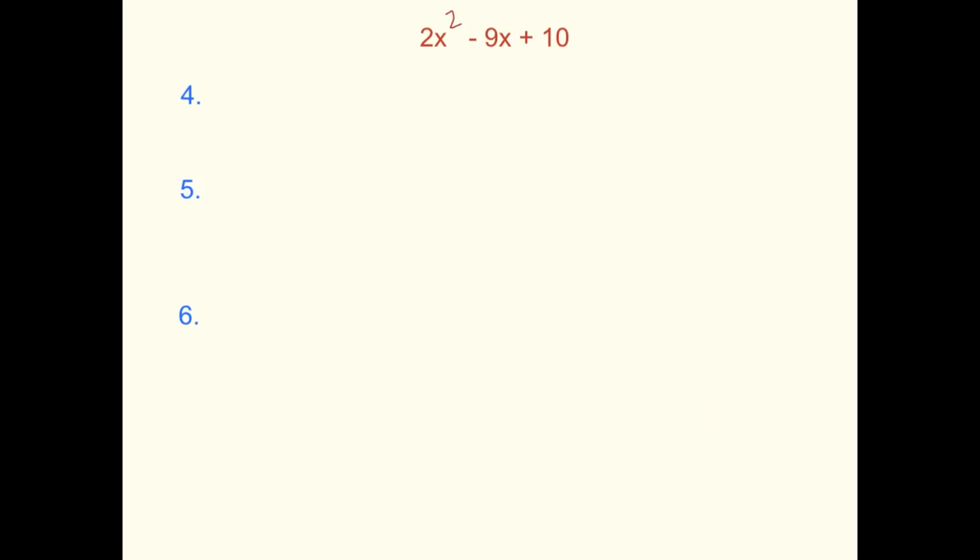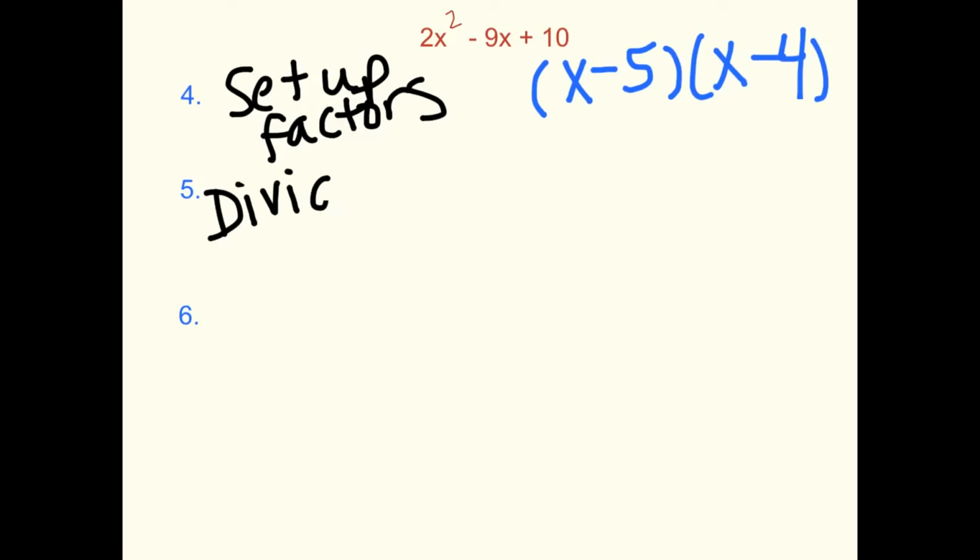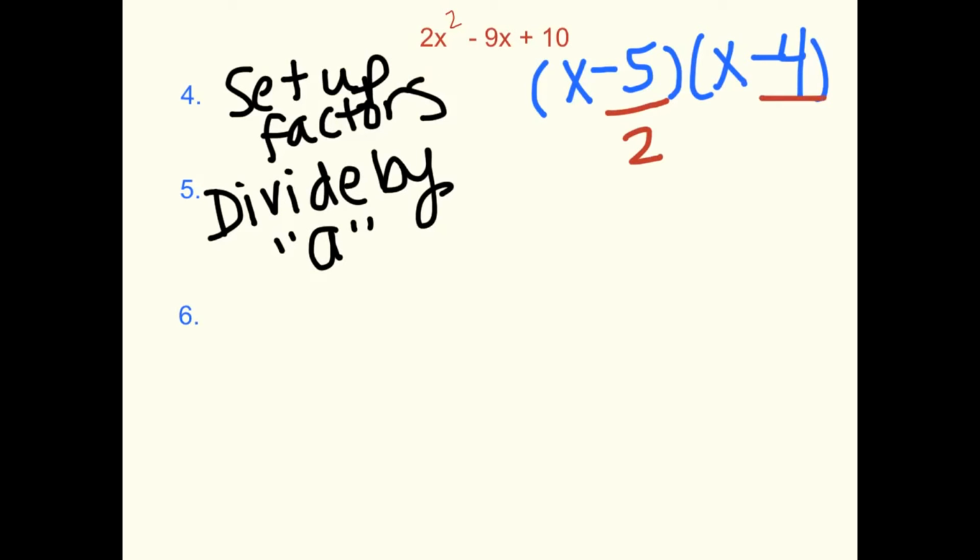So now I want to set up my factors. We said 5 and 4 were the factors we were going to use to get to b. So I have x, 5, and 4. And then I need to be careful with my signs because I want them to get to -9. So a -5 plus a -4 gets me to -9. My next step is to divide by a. In this case my a is 2, right here. So I'm going to divide the 5 by 2 and the 4 by 2.